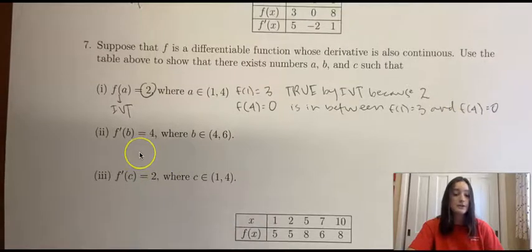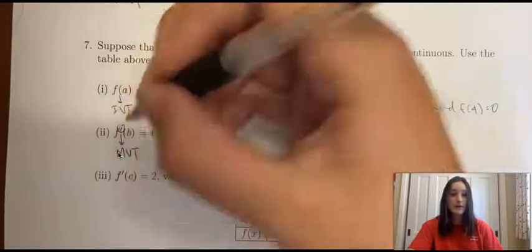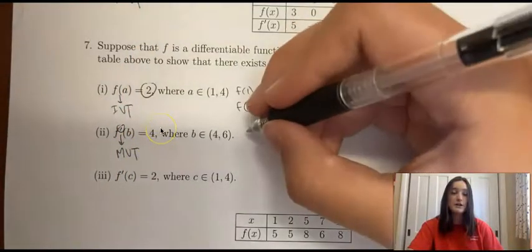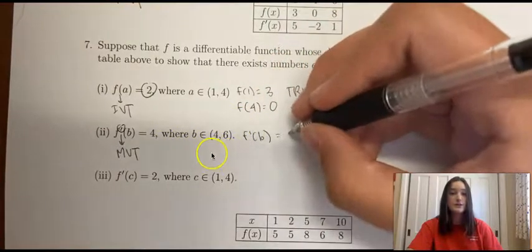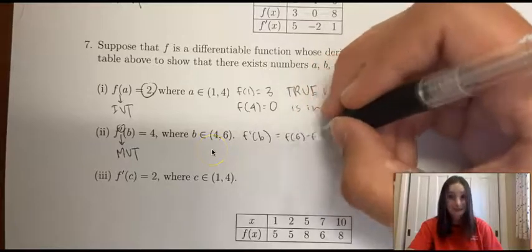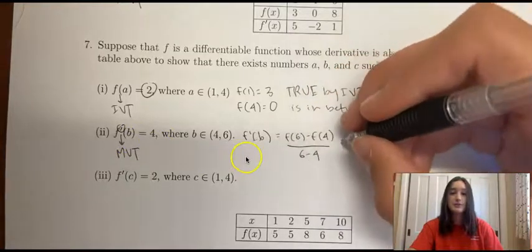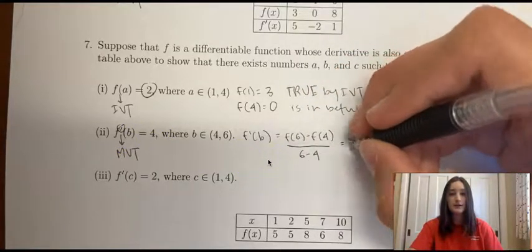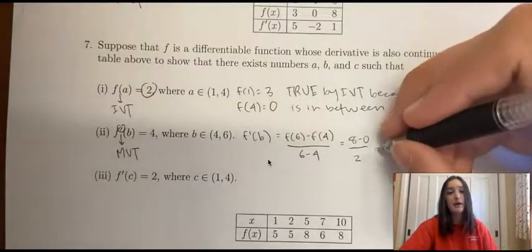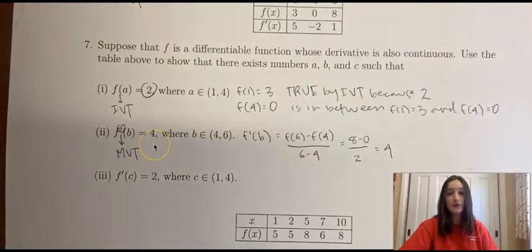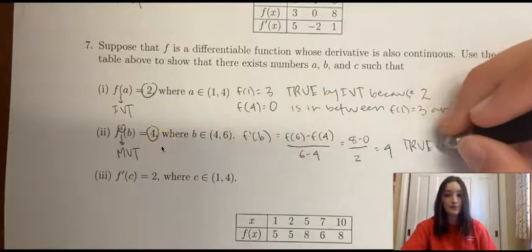Okay, so on this next one, just like on the one before, we're dealing with a derivative, so we know that it's an MVT problem. What we're trying to do here is check and prove that the calculus slope using 4 and 6 is going to equal, or that the algebra slope is going to equal 4, which is that calculus slope. So I'm using my table to find our algebra slope, and that's going to be 8 minus 0 over 2, which is 4. So that matches up with f prime of b equals 4. So we know that this is true by MVT, because that calculus slope equals the algebra slope.